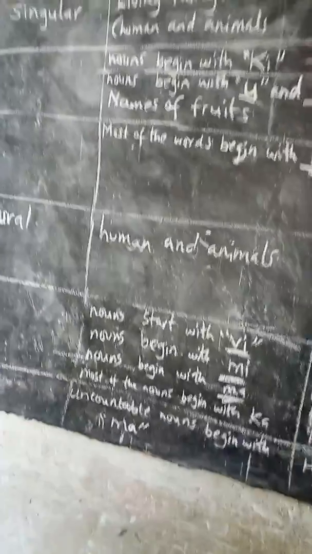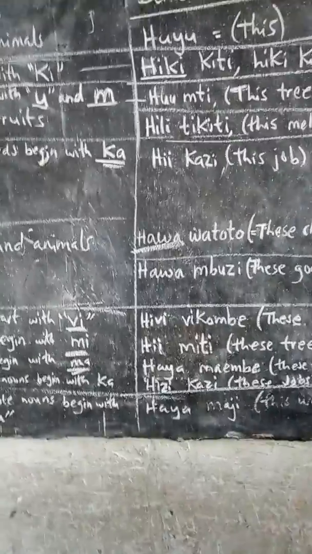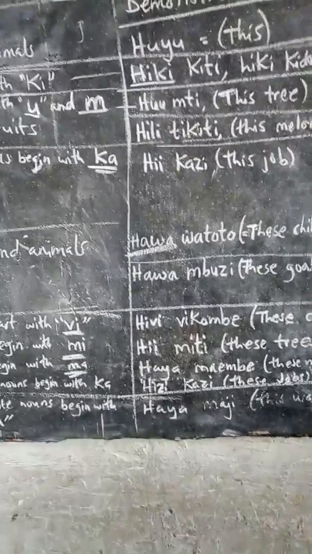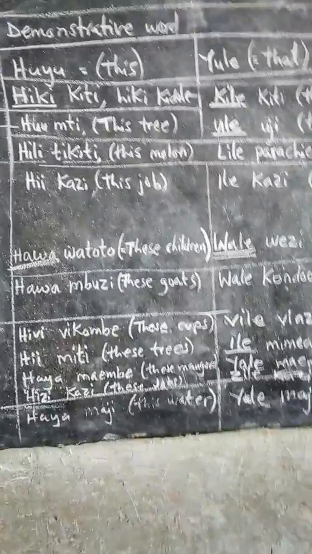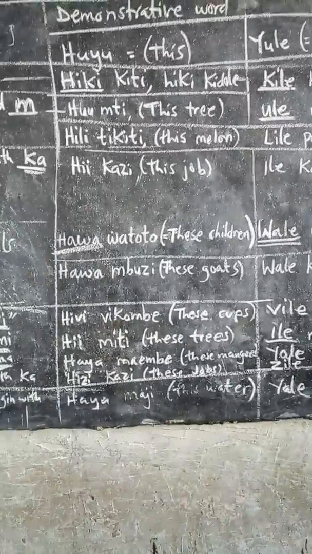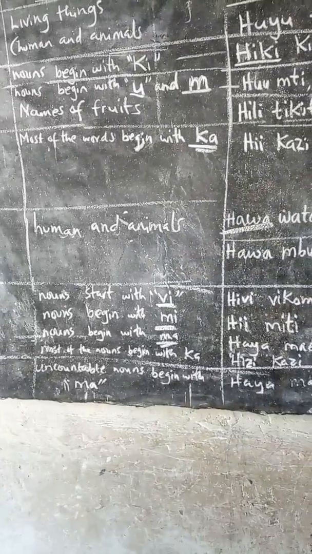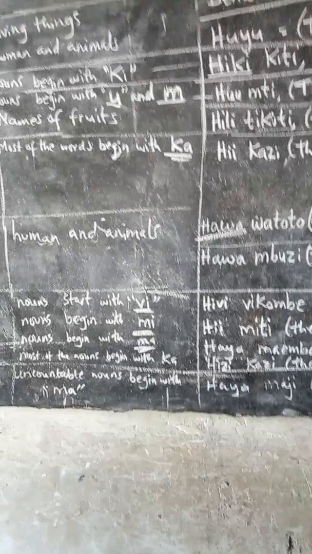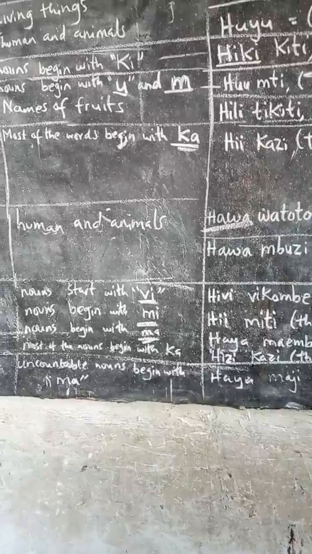Now let's go to the plural. Plural for humans and animals. Hawa watoto, these children. Hawa is for the living things, animals and human beings. Hawa wezi, these thieves, wale wezi, those thieves. Hawa mbuzi, these goats. Wale kondoo, those sheep. All right, wale means those, for mankind and animals.